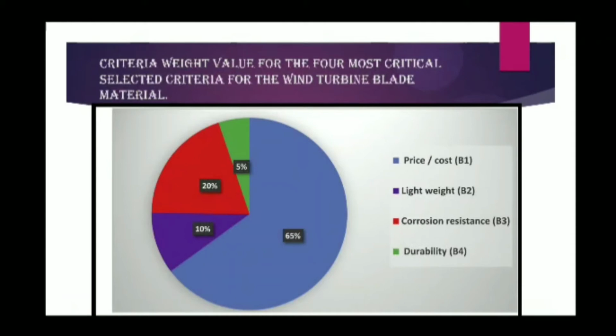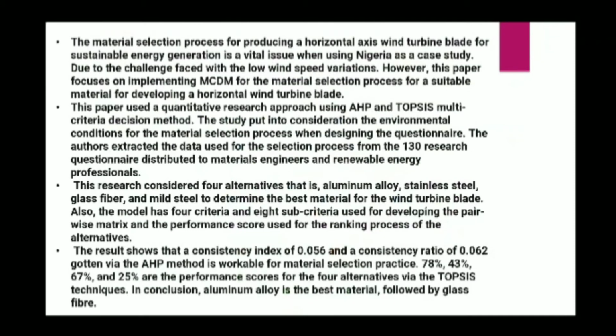The violet part is lightweight, which has 10%, and the blue part is price, which has 65%. The material selection process for producing a horizontal axis wind turbine blade for sustainable energy generation is a vital issue, using Nigeria as a case study.